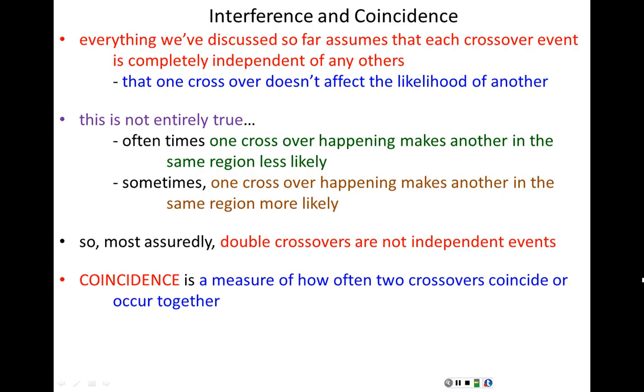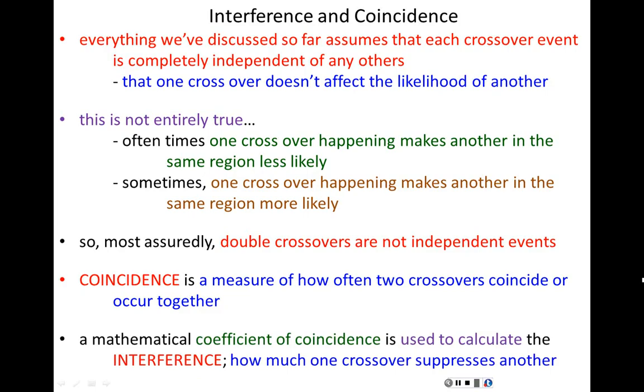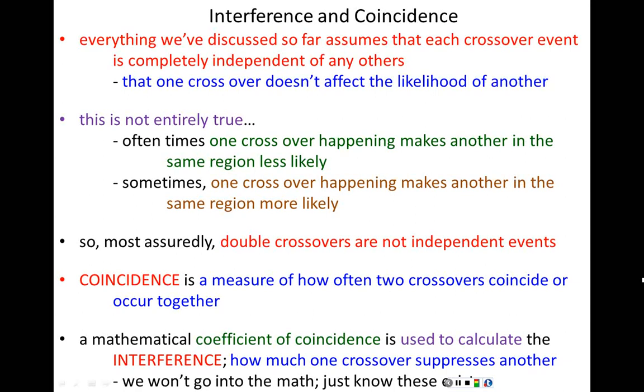Coincidence, the term coincidence, is a measure of how often two crossover events coincide or occur together at a specific region on a chromosome. And then there's a mathematical coefficient of coincidence that's used to calculate the interference, and this is the other idea, how much one crossover event suppresses another. I won't go into the math. I'm not going to tell you how to calculate these. I just want you to know that these exist and what they mean. Coincidence measures how one crossover event makes another more likely. Interference sounds like what it is. Measures how one crossover event makes another less likely.